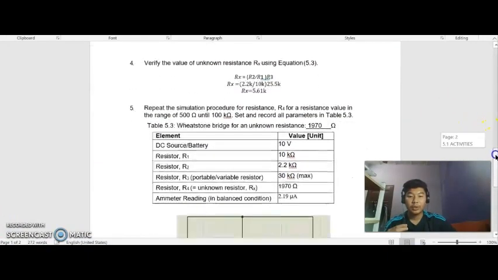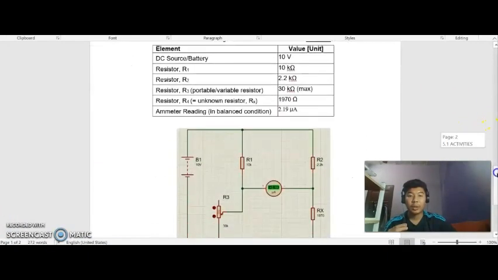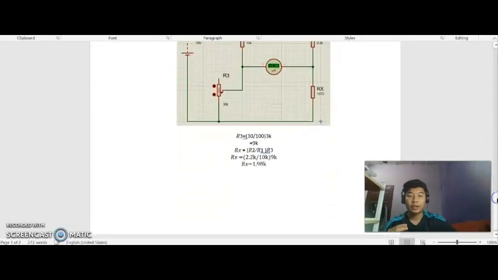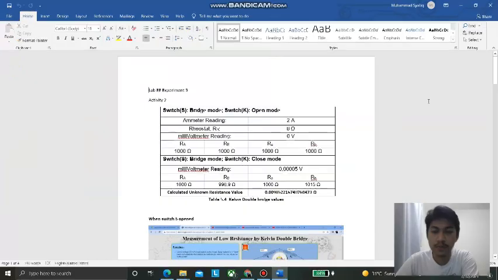So we need to do the same, which is calculate the RX value here. So we got the R2 is equal to 9 kilo ohm, and then put the value here, and we get the RX is equal to 1.98 kilo ohm. So that's all for me.